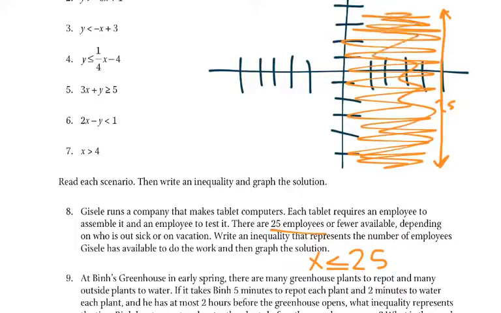Now technically we should probably say that 0 is less than or equal to x, because technically we wouldn't be over in the negatives, because you can't have negative employees. But I mainly just wanted you guys to get that part done. Okay.